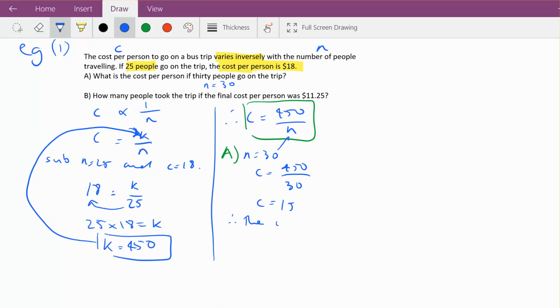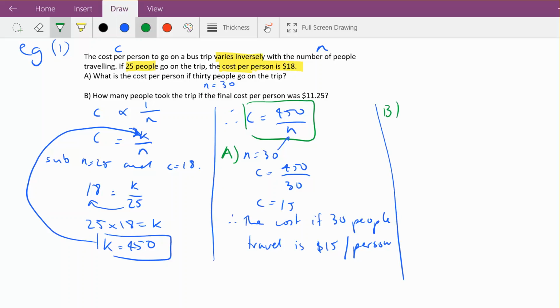Therefore, if 30 people travel, the cost is $15 per person. Very nice. Let's do part B.